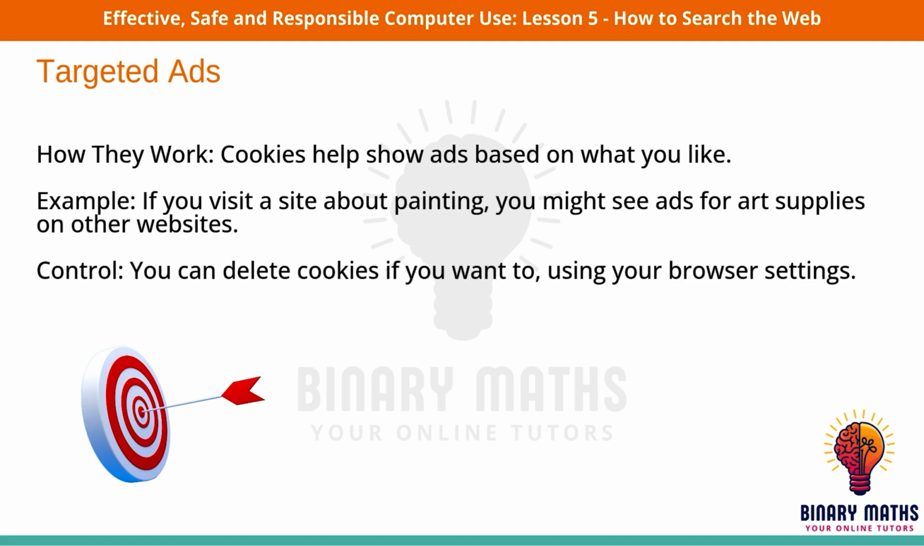Have you ever noticed ads that seem to know what you like? That's because of cookies. They help show ads based on your interests. For example, if you visit a site about painting, you might see ads for art supplies on other websites. Or if you search for new sneakers or trainers, you might start seeing trainer ads on your social media feeds. You can control cookies through your browser settings.